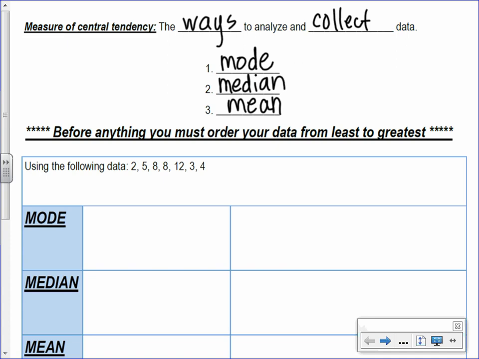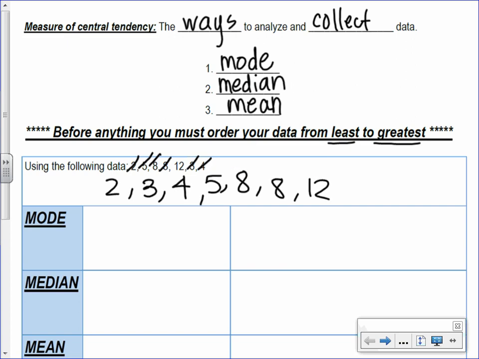So before you do anything with data, you want to make sure you order your data from least to greatest. That can be a huge mistake if you don't do that in the beginning. So first thing you want to do is order your data from least to greatest. I'm going to do that, and you can do that at the same time I am. I cross them out as I go, so I know I've got them all, but you do not have to do it that way. And you want to write down both numbers if it appears more than once. So hopefully your data looks something like that: 2, 3, 4, 5, 8, 8, 12.